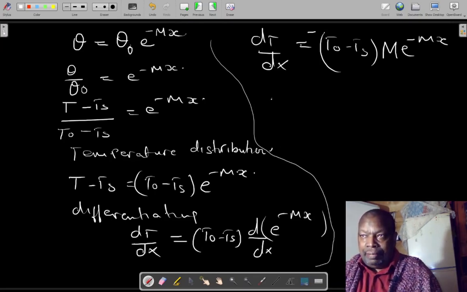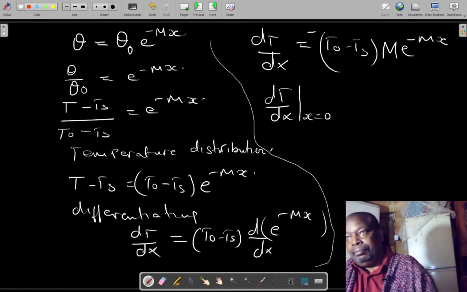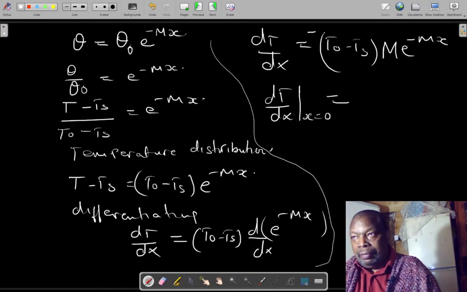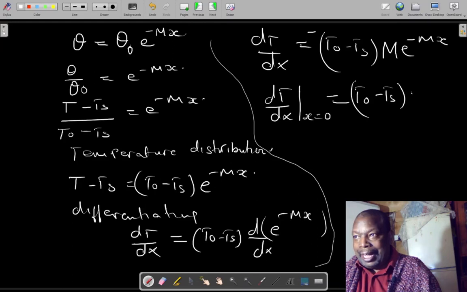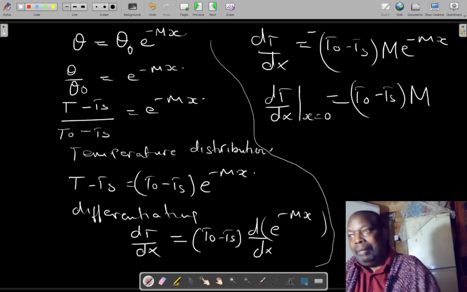Now let us evaluate dT/dx at x equals 0, and this will give us (T naught minus Ts) times m, because e raised to the power of minus mx will be e raised to the power of 0, which is 1.